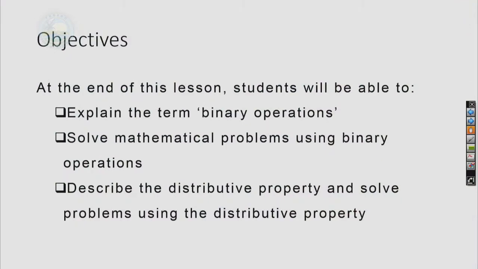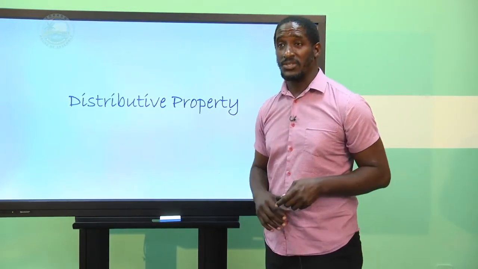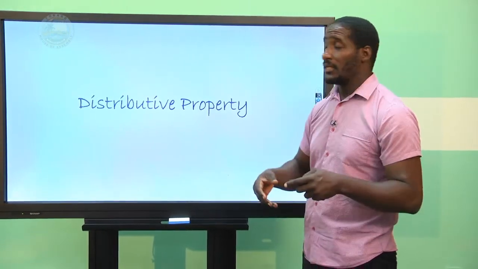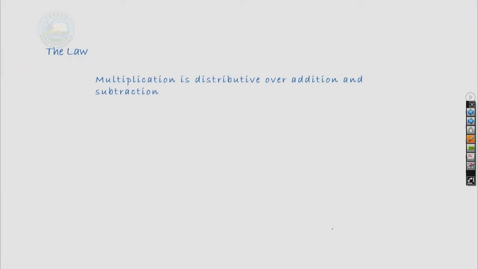We have looked at binary operations. Now what we want to do is look at the distributive property. The distributive property, basically, is a law, or we say a property, in mathematics. It says that multiplication is distributive over addition and subtraction. And to utilize it, here we have a case where a, as a variable, is being multiplied by the expression x plus y. In mathematics, we usually write it like this: a bracket x plus y. That means a multiplied by x plus y.